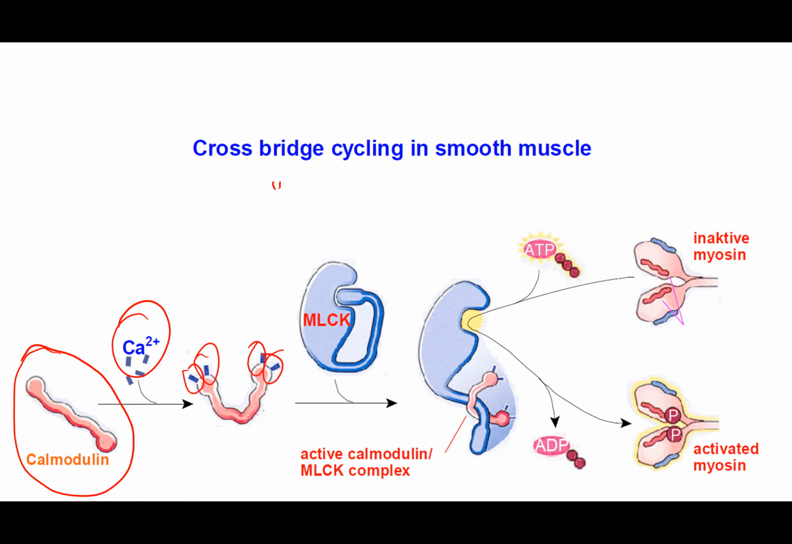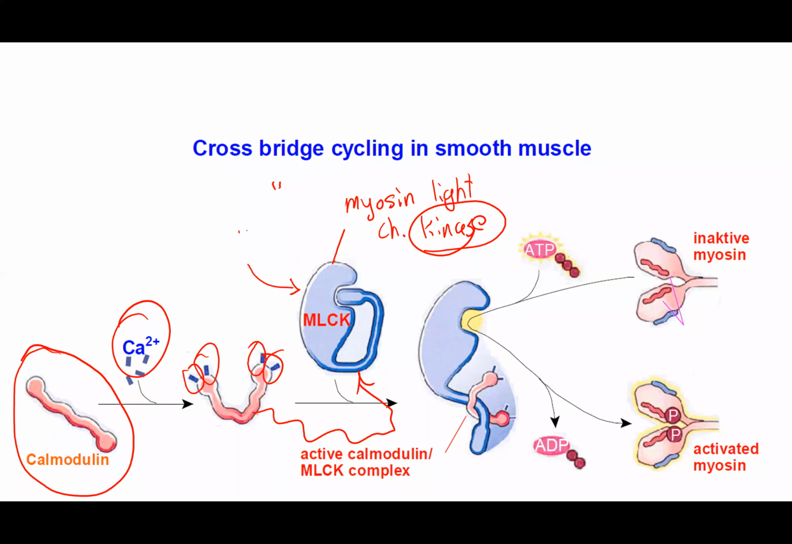This calmodulin goes in, finds this guy. This guy is called the myosin light chain kinase. Cool. So this is an enzyme. It's a kinase. Usually this enzyme without calmodulin is inactive. So this is inactive, usually. What happens is this calmodulin comes in, binds to this enzyme and activates it.